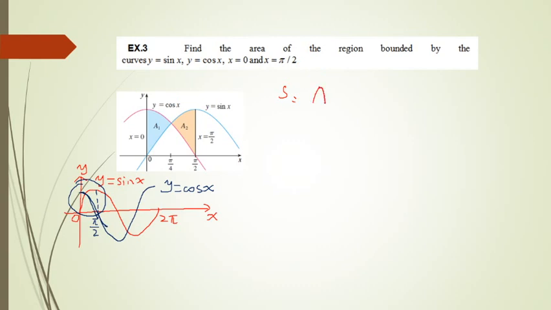So the area A, according to our formula, will be the integral from A to B of my function fx minus gx dx. And you can write your function f is cosine, your function g is sine.